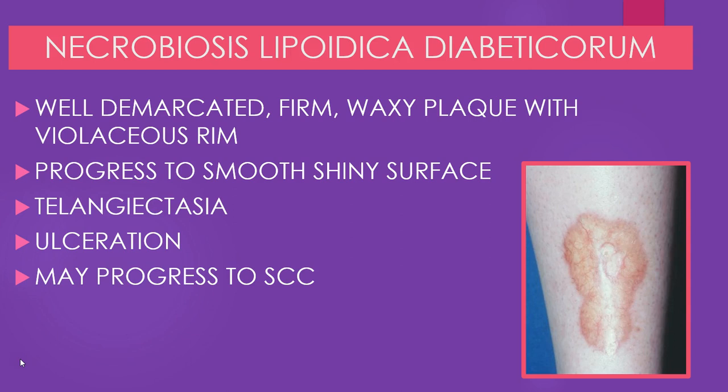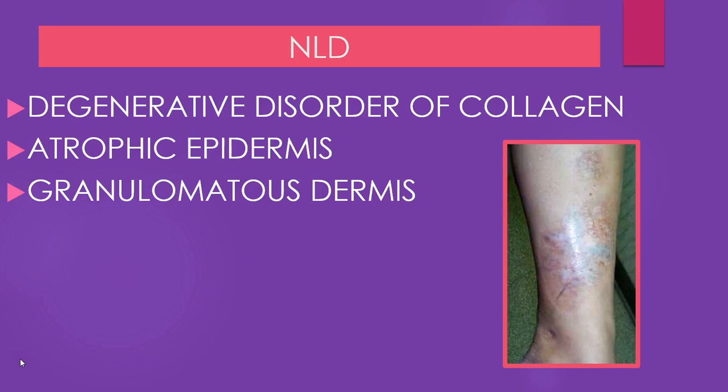And when ulcerated, they do require biopsy because they can progress to squamous cell carcinoma. It is a condition in which we have atrophy of the epidermis, so that you're seeing more of the dermis. The dermis becomes more granulomatous. It is thought to be associated with deterioration of the collagen.